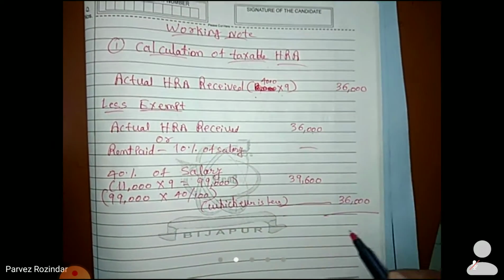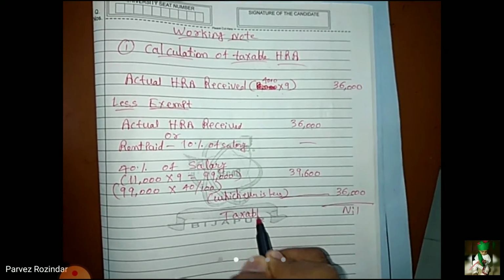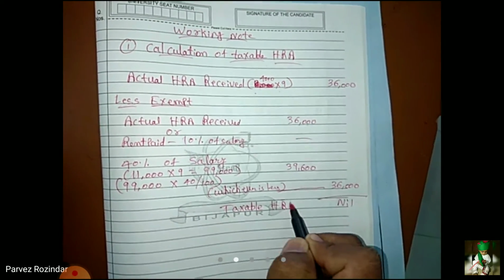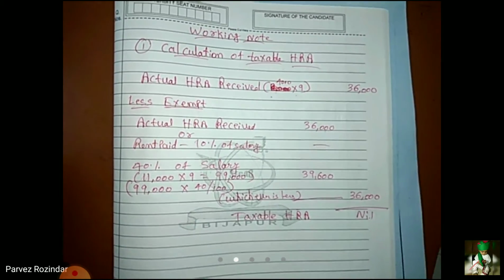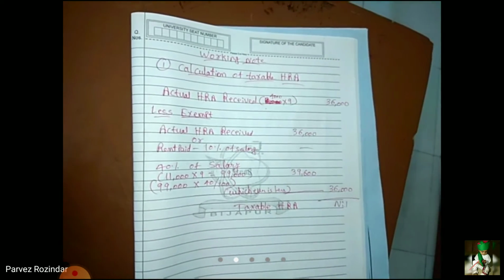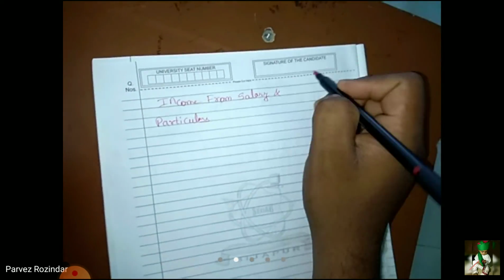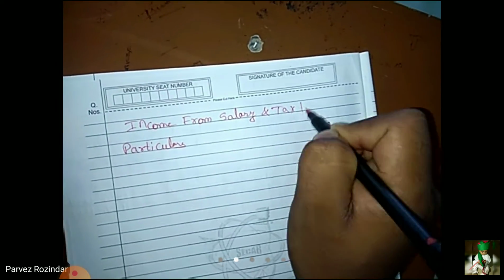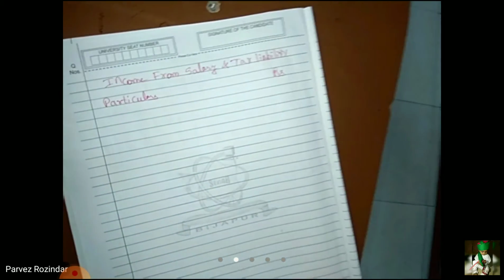In this, we should put nil. Taxable HRA is nil, while exempted HRA is 36,000. So the working note we have solved. Now let us go for the problem. Here we write income from salary and tax liability.